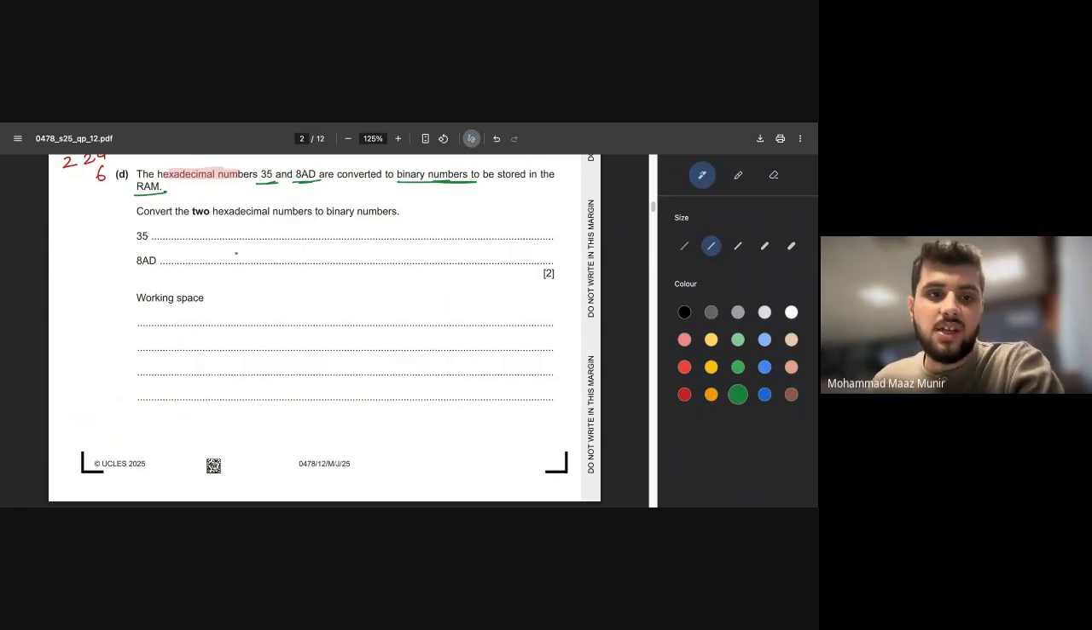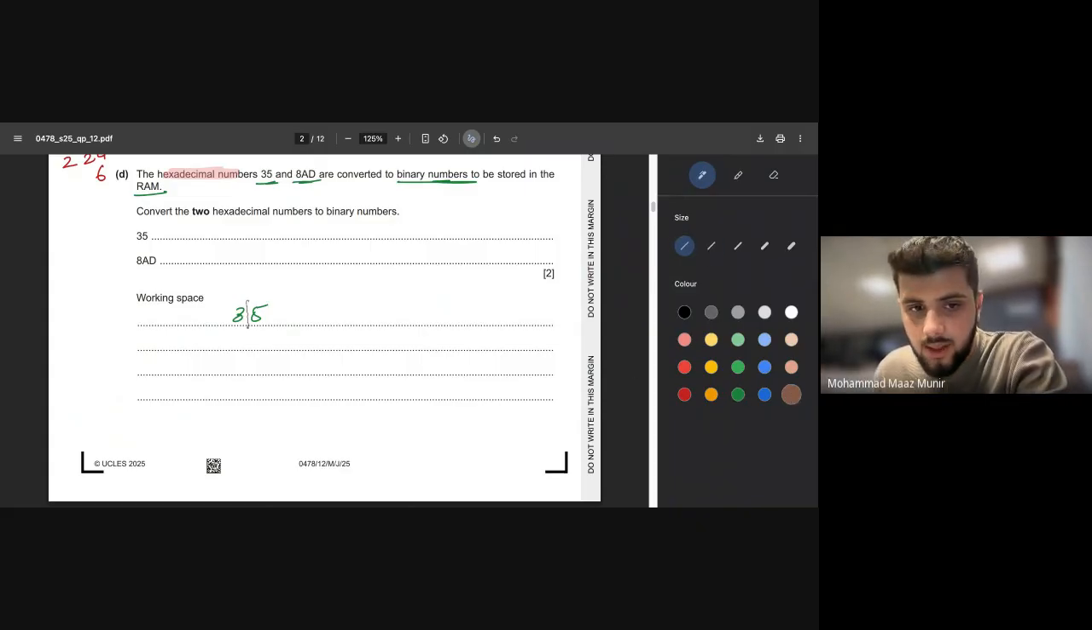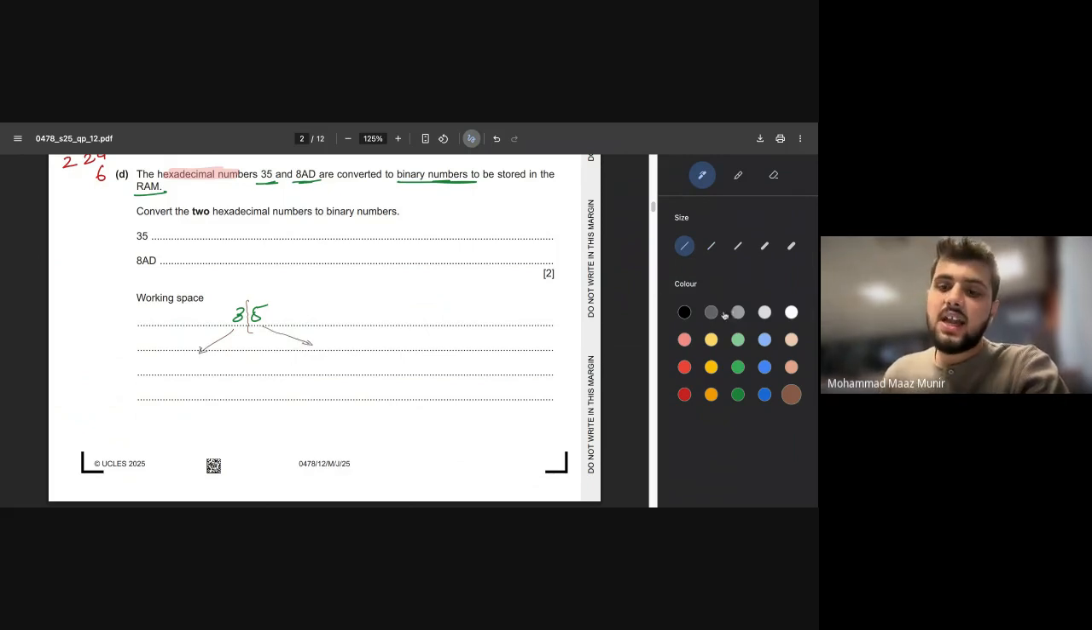So now look at part D. Hexadecimal number 35 is, now remember, whenever we have to convert a hexadecimal number into binary, there is one method. What we do is, for instance, we have 3 and 5. We have to separate them by putting a line in between them. So I will put a line up here. And what I will be doing is, I will write the binary of 3 separately, and the binary of 5 separately, and at the end I will just combine them.